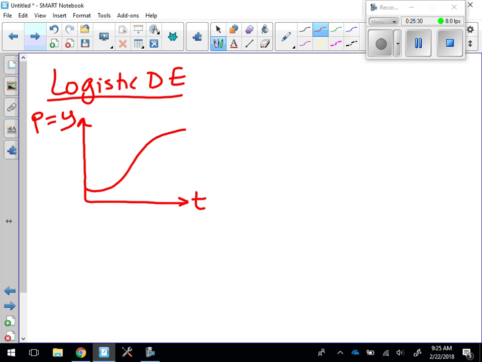Okay. So you start off with some initial population, you end up with a population that's kind of steady, and then there's this period of growth in the middle. And if you look really carefully, I'm pretty sure there's an inflection point in there in the middle somewhere. Okay, so this is modeled by something that looks like that.